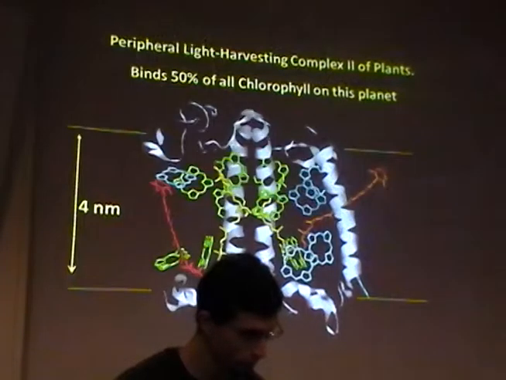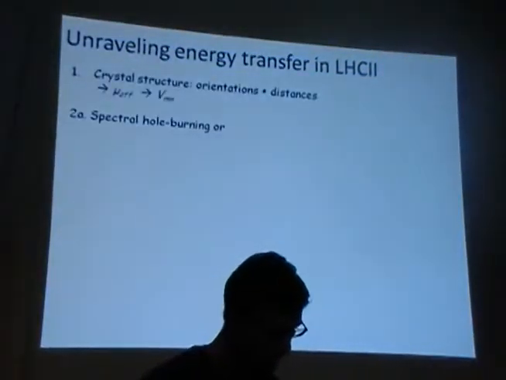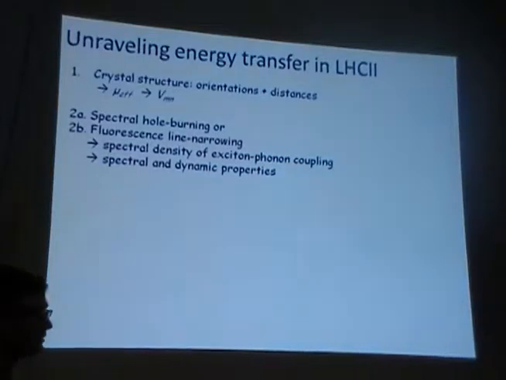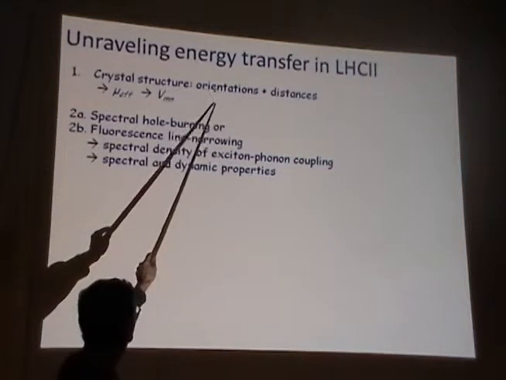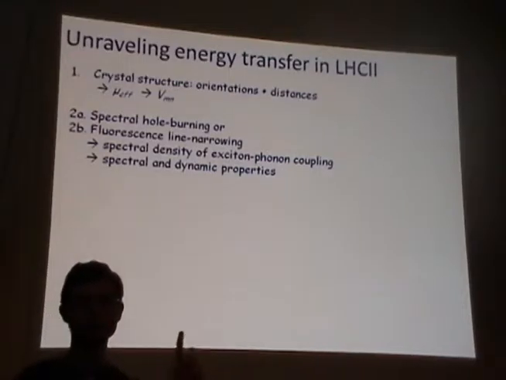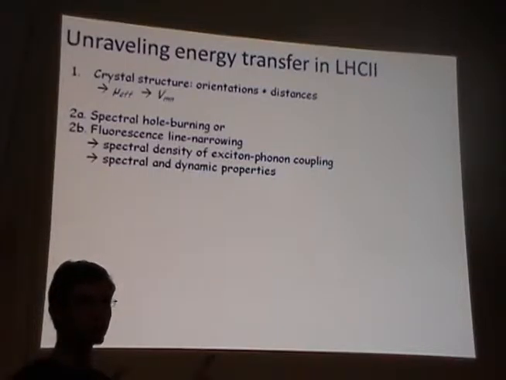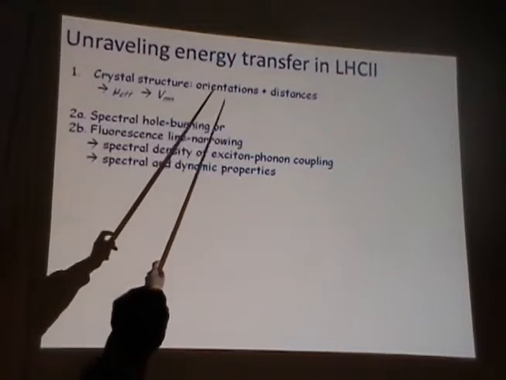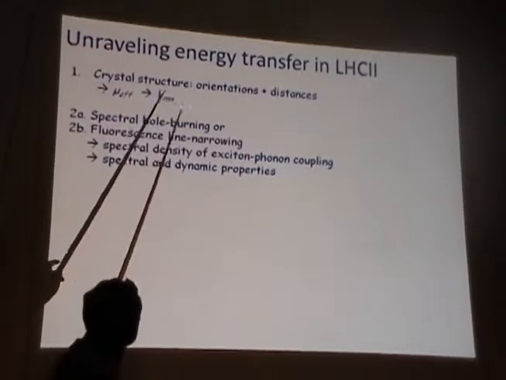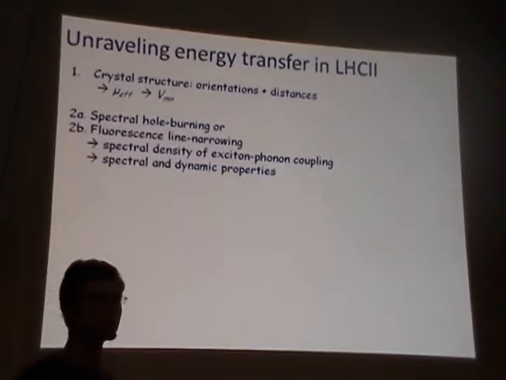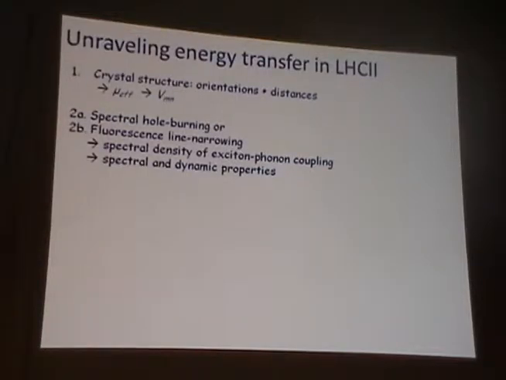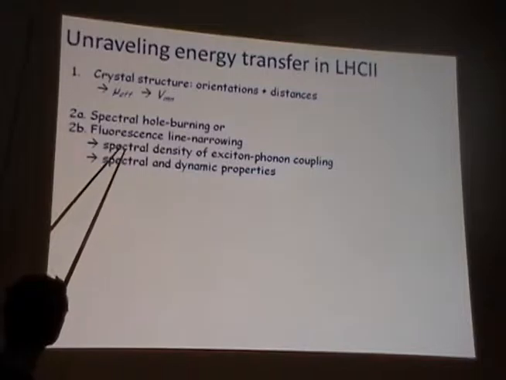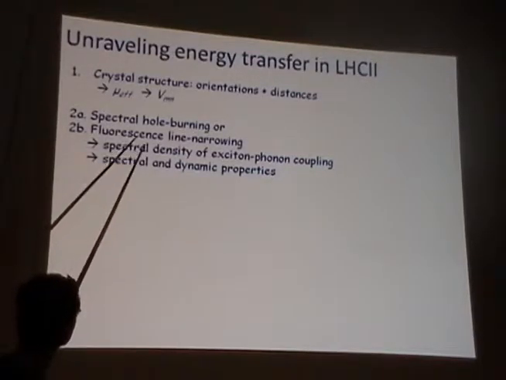Okay, so let's look at LHCII and some important experimental techniques that have been used and important information we need in order to calibrate the Redfield model. The first thing that one needs is the crystal structure. This gives us the orientations and the distances of all the different chlorophyll pigments. Especially we are interested in getting to know the dipole moments. If you know the dipole moments and you know the orientations and distances, you can calculate the interaction energy between all the different pigments in the system. So this is the first thing we need.